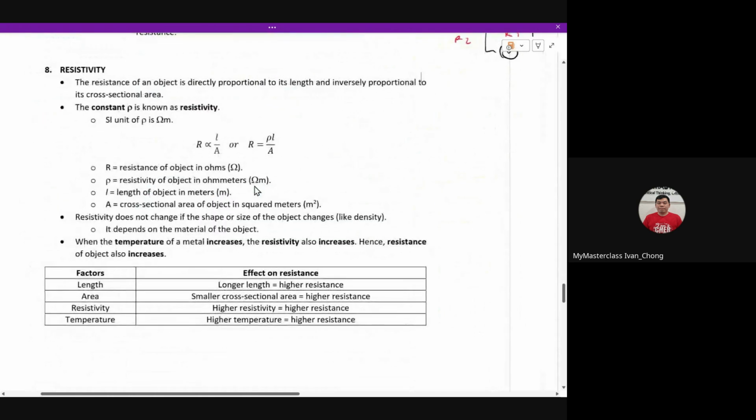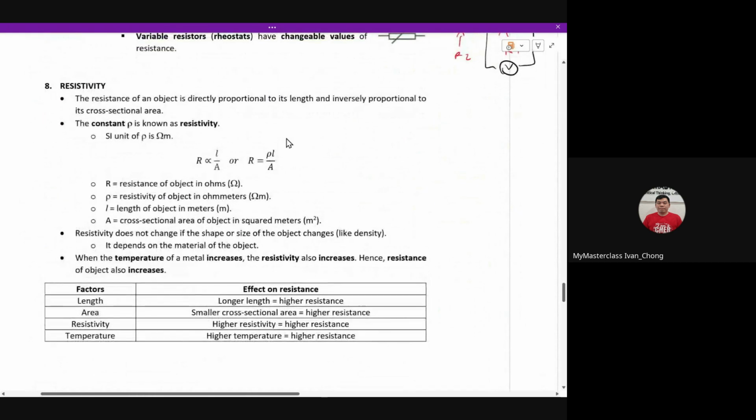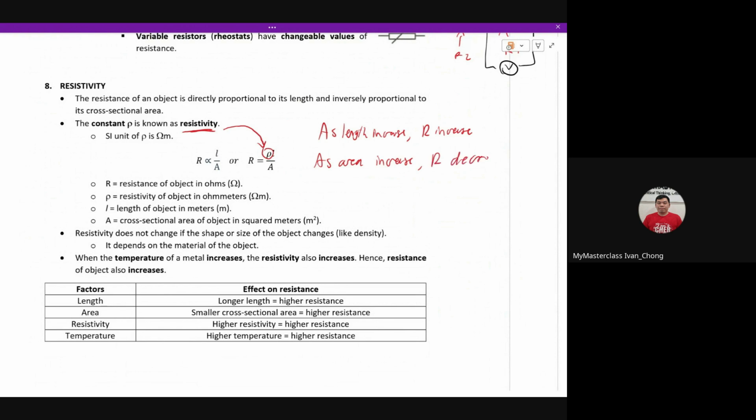Then for resistivity. Do take note, this is not resistance. Your resistivity is this over here, and R is your resistance. What this means is that as length increases, resistance increases. As your area increases, now if you notice, your area is in the denominator, so you have the opposite effect: resistance decreases.